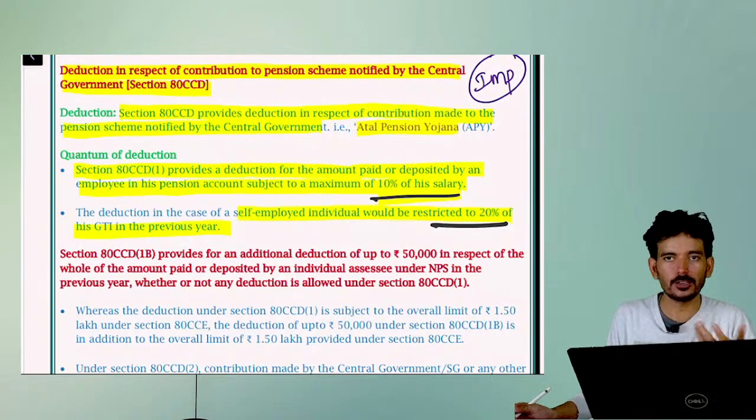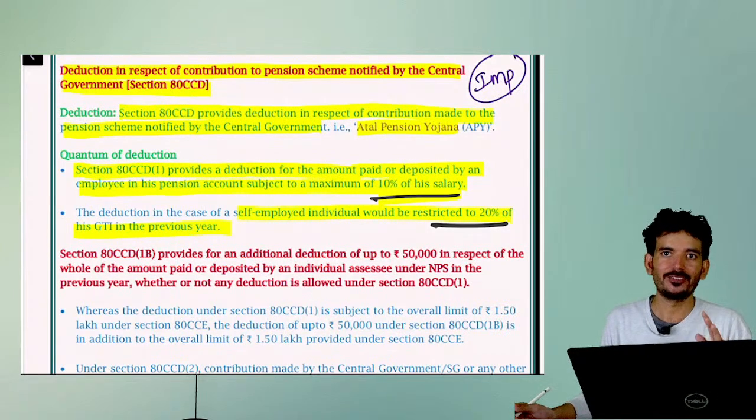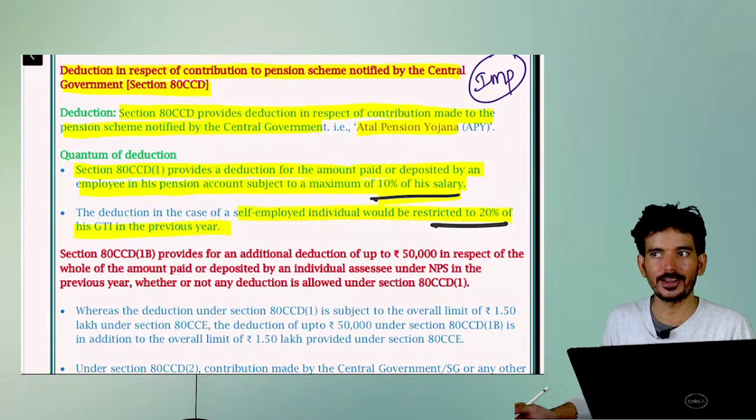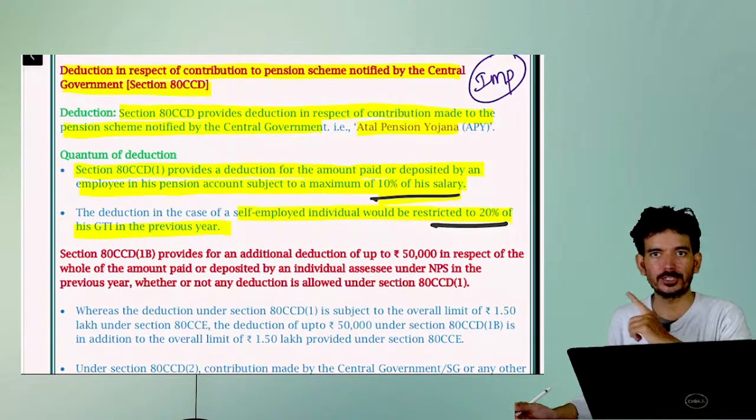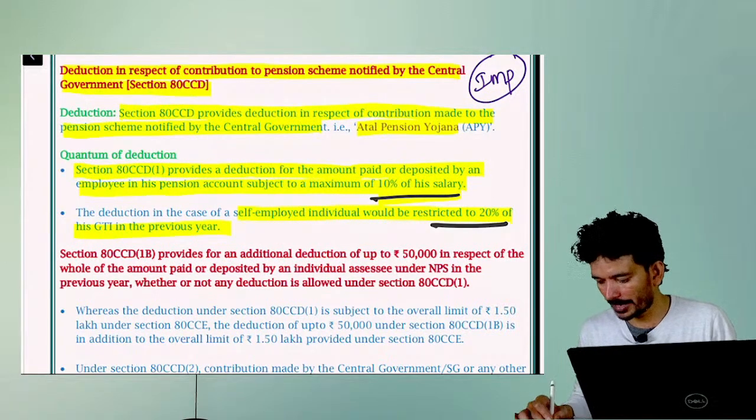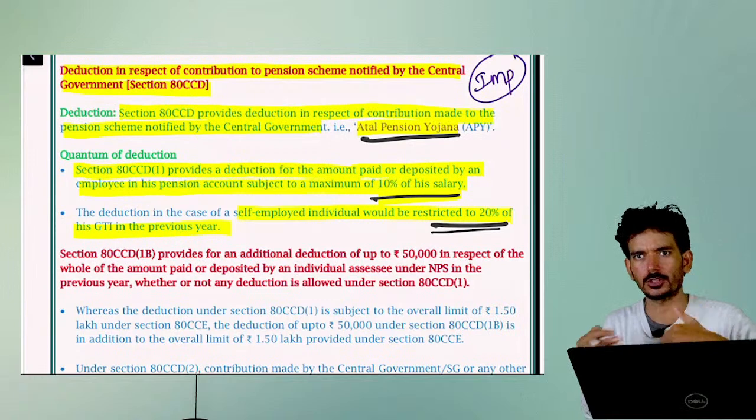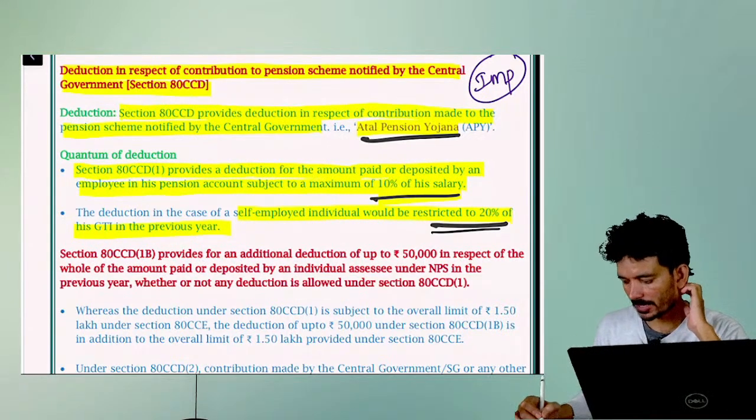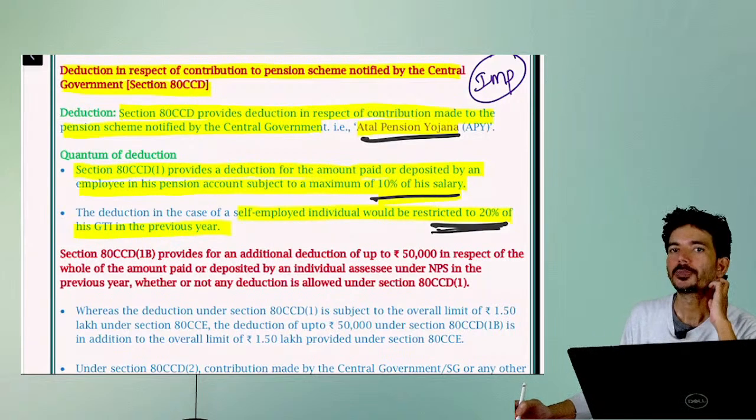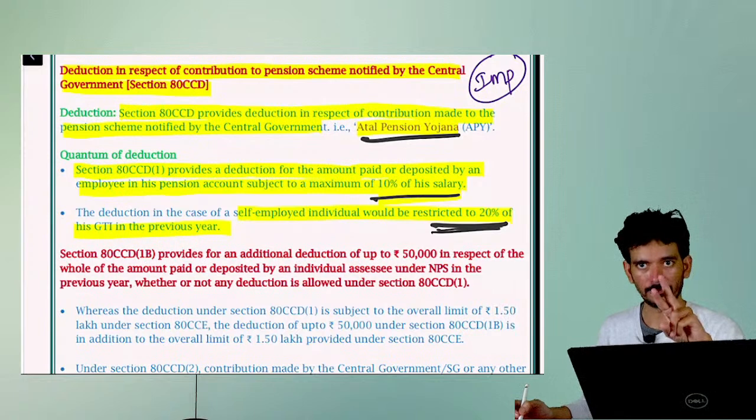Now see, self-employed people also require a pension, right? It's not that we will have health till the time we die. At some point of time we will also get retired, right? So self-employed people can also make a contribution to pension funds like Atal Pension Yojana. For them it is 20% of gross total income. You know what is gross total income? So at 20% maximum of gross total income I can make a contribution to a pension fund. So that is your 80CCD 1.